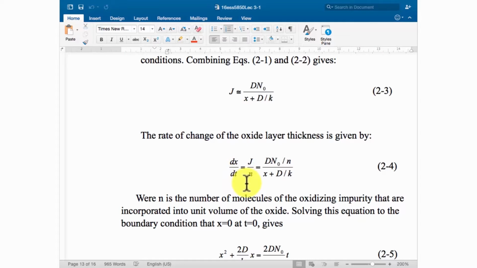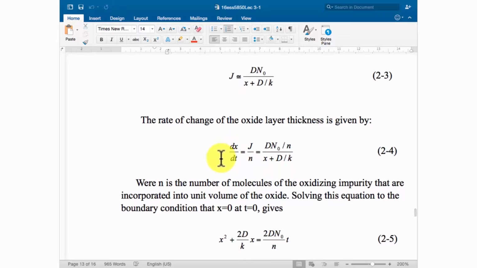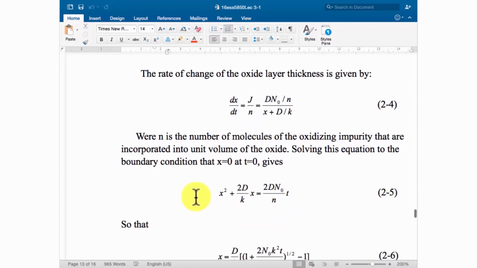Okay, so this dx/dt will be equal to the flux J. When the flux of oxygen goes onto the surface, what will the thickness become? The thickness will become the total flux divided by the volume density of this kind of material. So J over N becomes a linear unit, which means the thickness of the oxide grown on the surface. So when you equate these two together, the J from the above equation is put here, and you finally get the pure equation between your thickness and your time. Okay, that's the equation here.